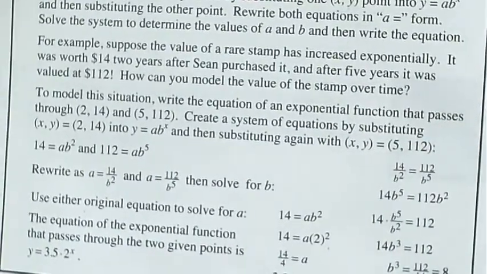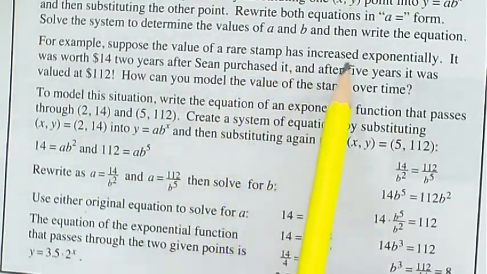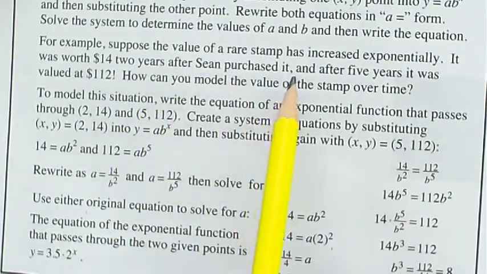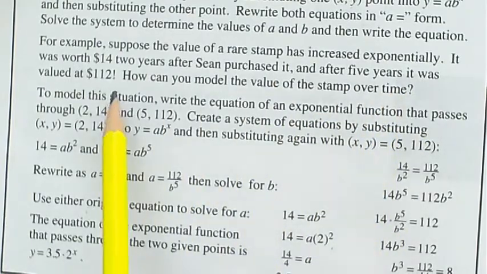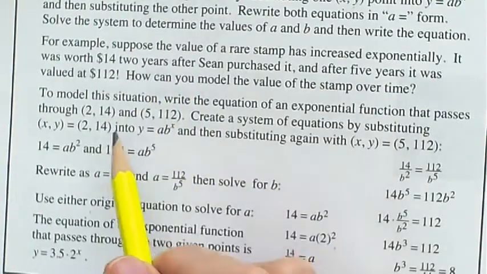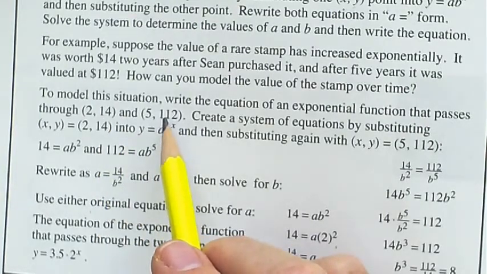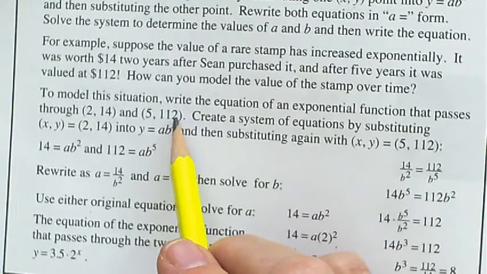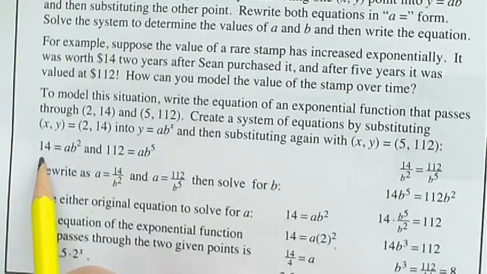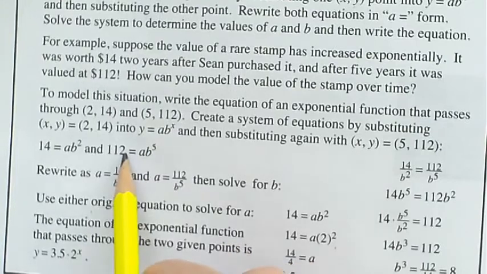So for example, suppose the value of a rare stamp has increased exponentially. It was worth $14 2 years after Sean purchased it. 5 years after, it was worth $112. How can you model the value of the stamp over time? So 2 years after he purchased it, it was worth 14. 5 years after he purchased it, it was worth 112. So there's your 2 points. So you would plug in 2 for x, 14 for y. Then you would plug in 5 for x, 112 for y.